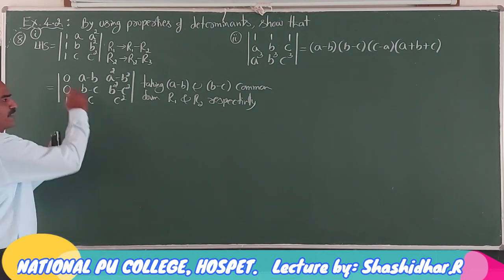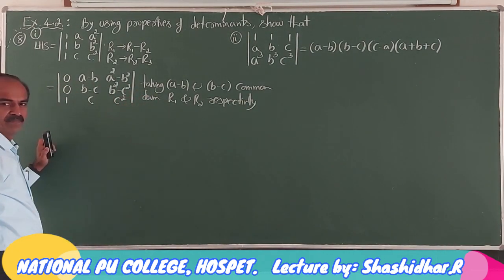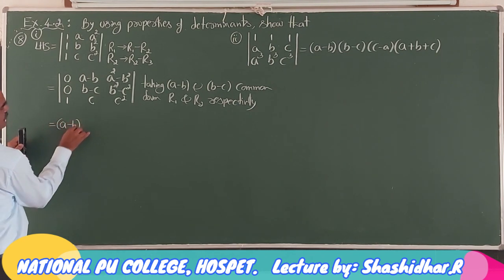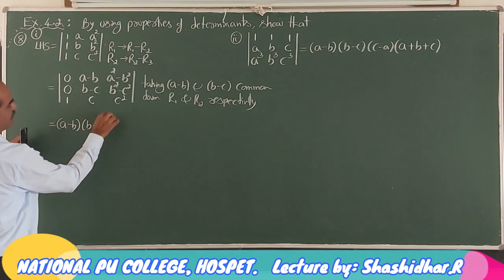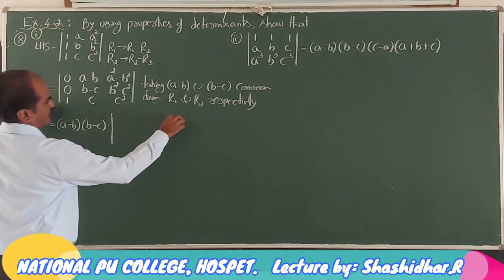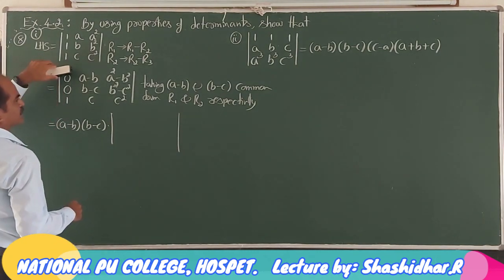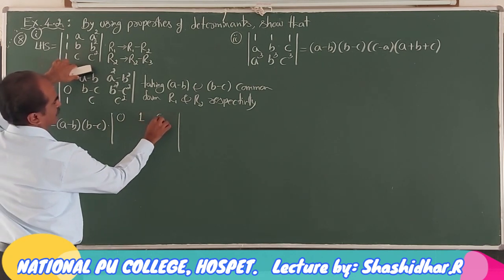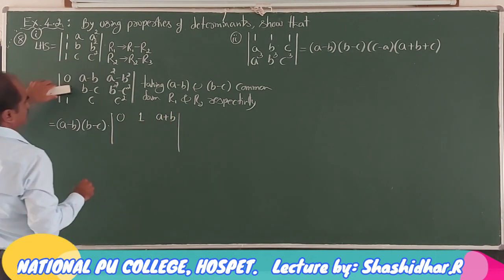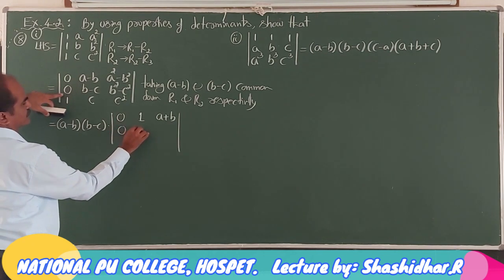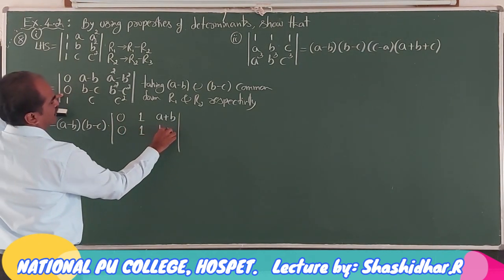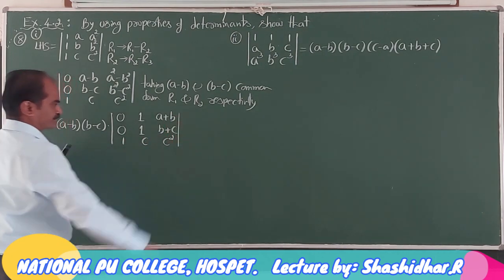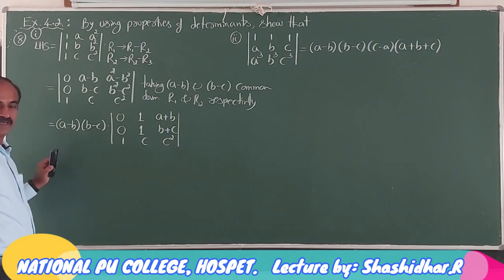In the first row a minus b is common, in the second row b minus c is common, I am taking them. So what I get? A minus b into b minus c into determinant. After taking a minus b factor common here, in the first row I am left with 0, 1, a plus b. Second row, after taking b minus c, 0, 1, b plus c. Third row, 1, c, c square. This is what we are left with now.